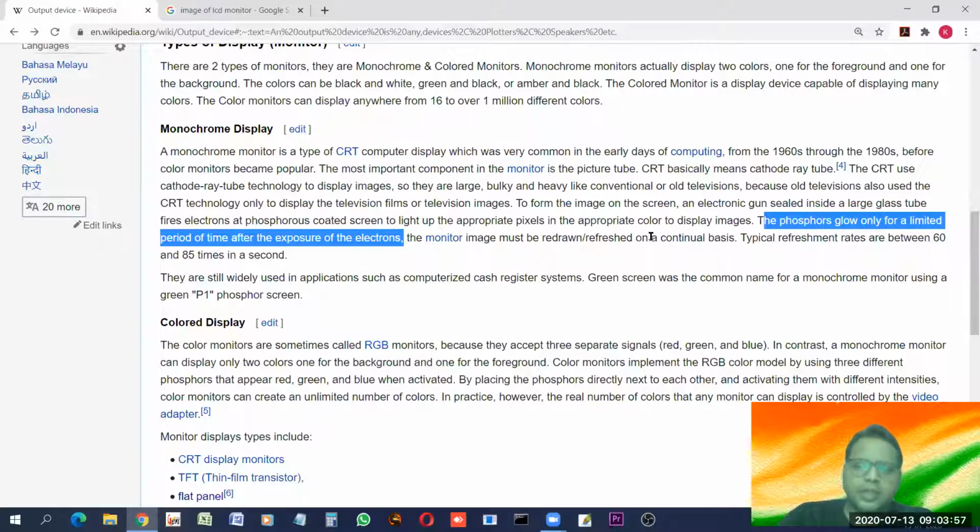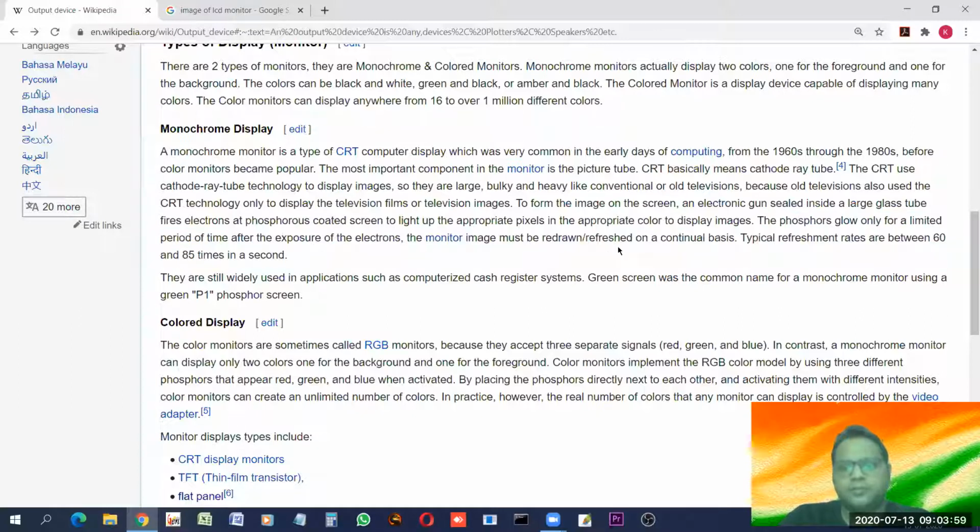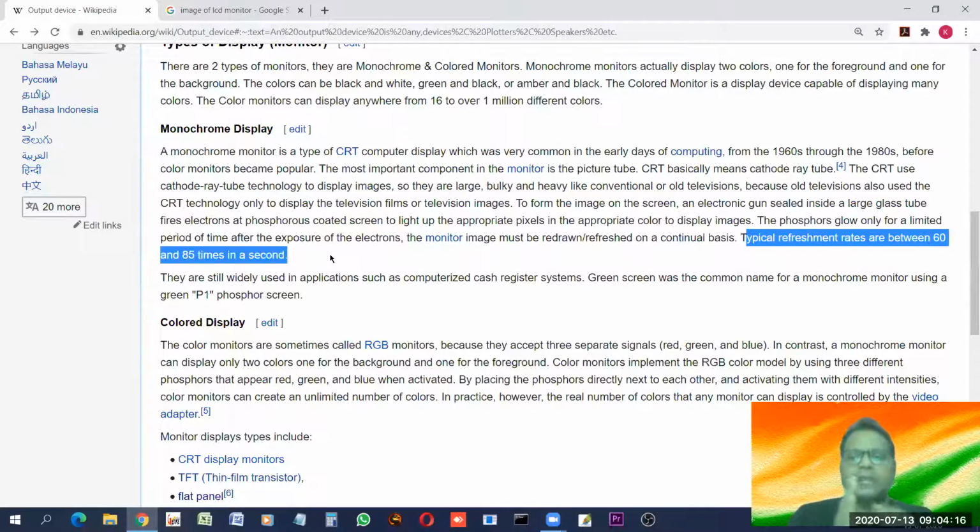So in CRT technology, if something has to be displayed regularly, then it has to be refreshed several times a second. Typically, refresh rates are between 60 to 85 times a second. Means in a second, 60 to 85 times, since the phosphorus screen can only illuminate the image for a while.